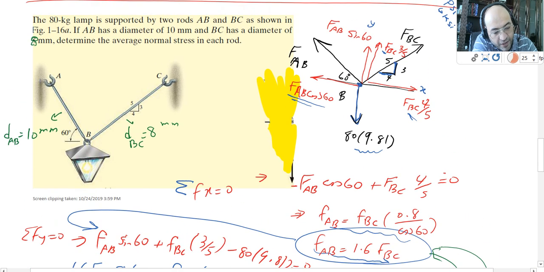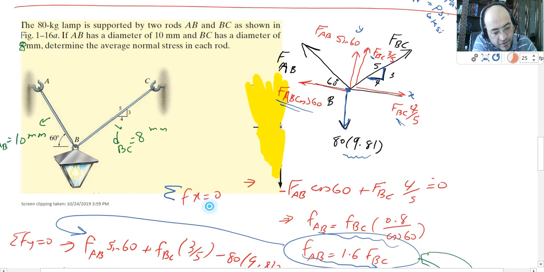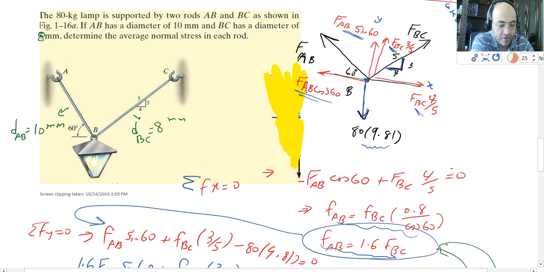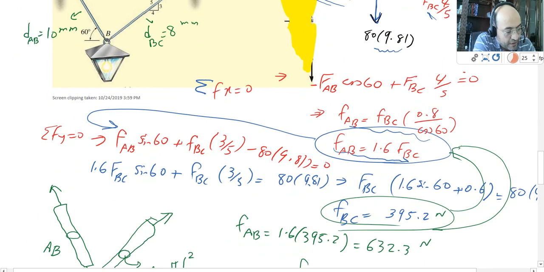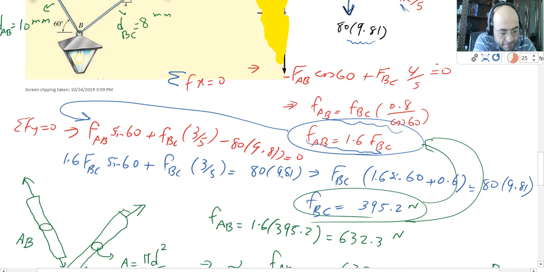On the y, I have the AB sine 60. I have the FBC 3 over 5. They are going to the positive y, minus 80 times 9.81. And that's what I did for the y. 2 unknowns, 2 equations. You can solve for it. So it's a little bit of substitution to find FBC. And then from there I can find FAB.